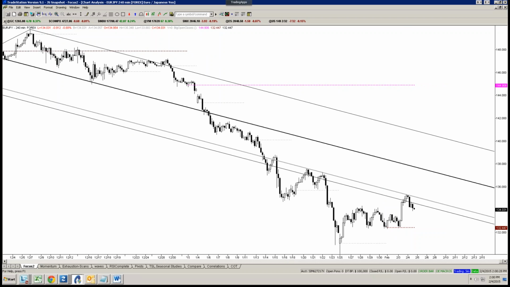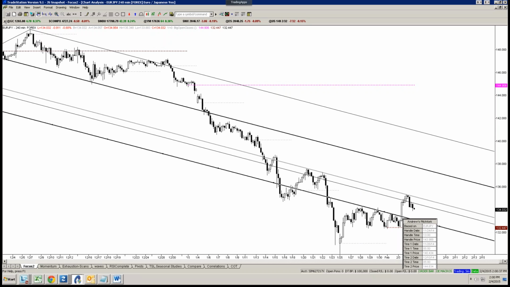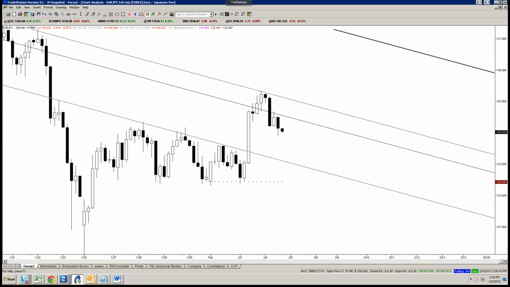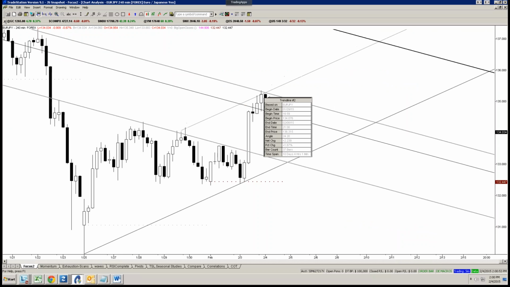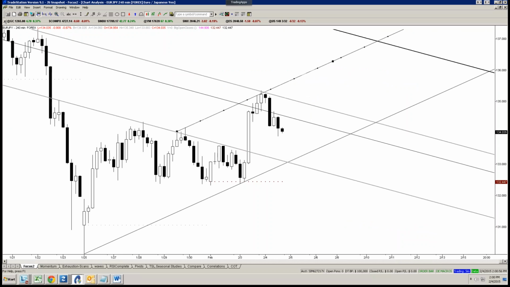Okay, now, actually here's another, I forgot to show you guys this. If you take this, you can actually put it here too. You can see that was resistance there, there, there, there. So now you watch for this to become support. And then draw this one. Trend line there. Trend line there. Trend line there.